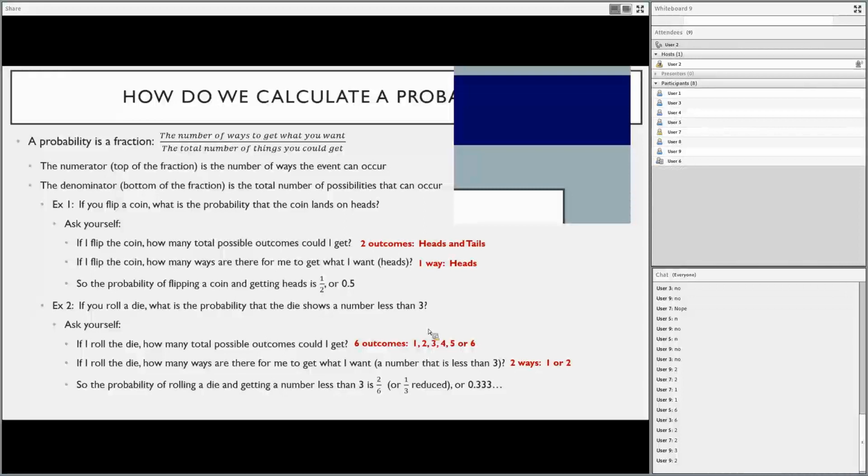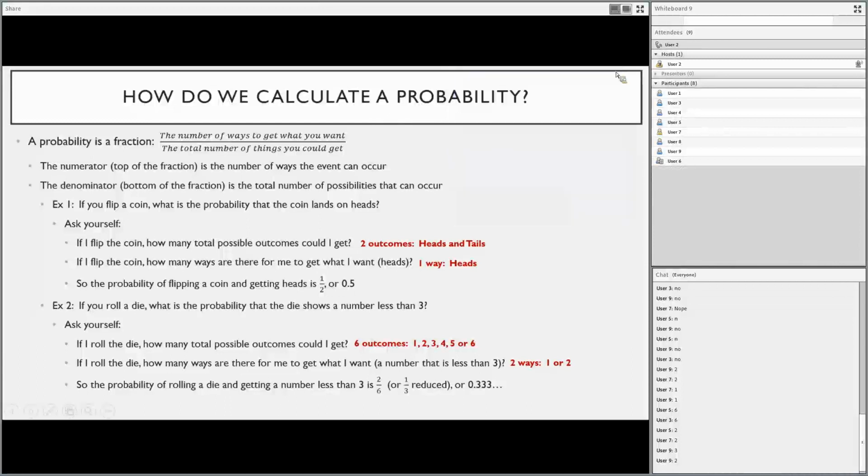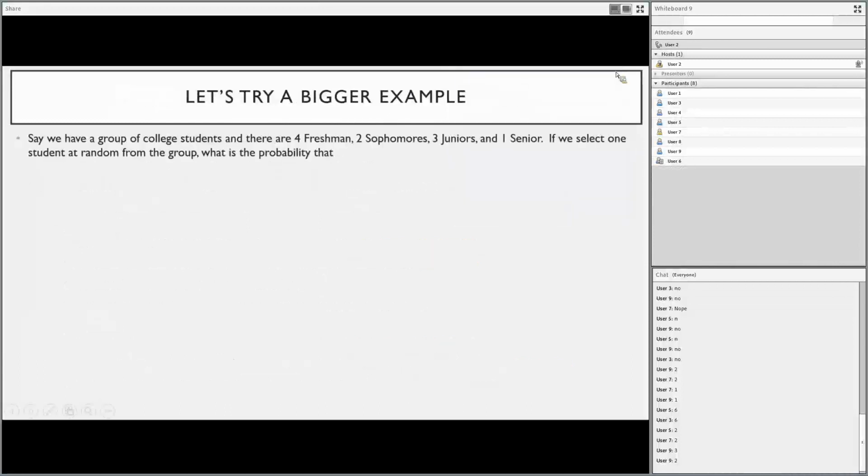Okay? Any questions so far about what a probability is, what a probability model is, or what this basic fundamental concept of how to calculate a probability is? Okay, let's keep going. All right, so those examples were pretty easy, and some of us might have already known the answers before we even walked through the questions. So let's try an example that's a little bigger now.